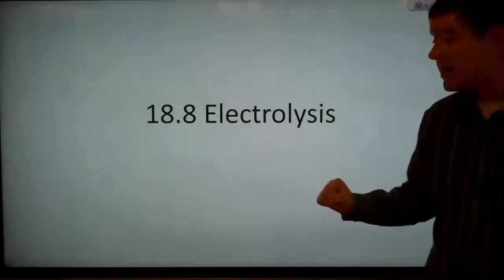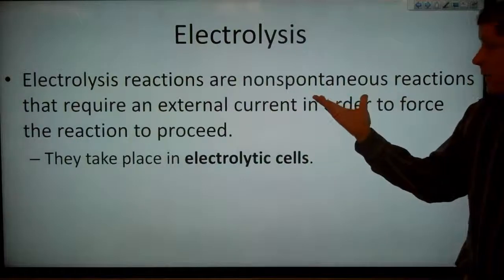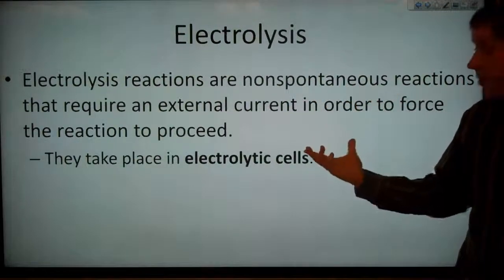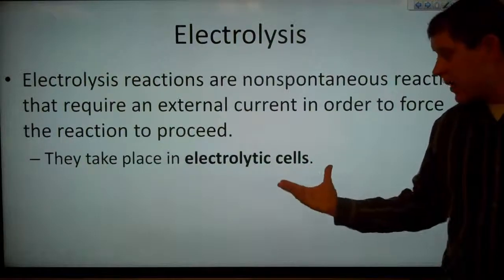Welcome to electrolysis. So, electrolysis reactions are non-spontaneous reactions that require an external current in order to force the reaction to proceed. So, these take place in electrolytic cells.